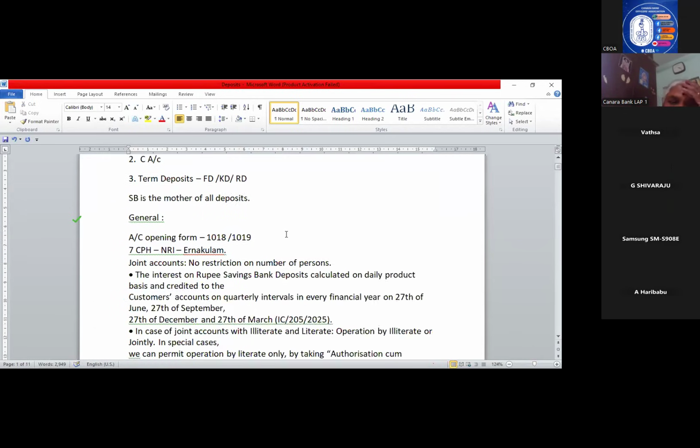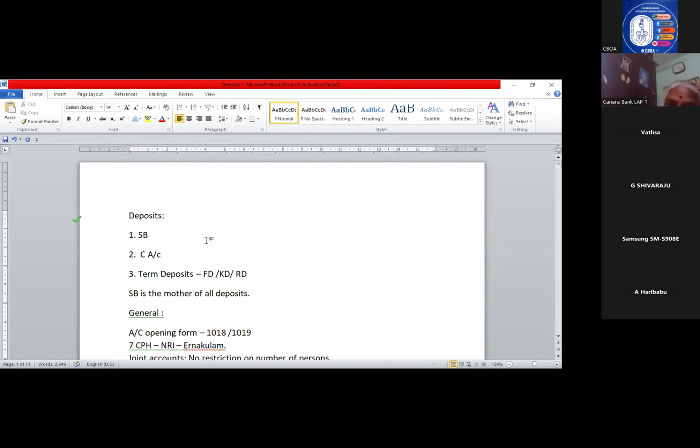When it comes to deposits, we have two types of deposits. One is demand deposits and one is time deposits. Demand deposits means on demand, we have to get it. That is, whenever we come and request for money from that account, we will be getting the money.